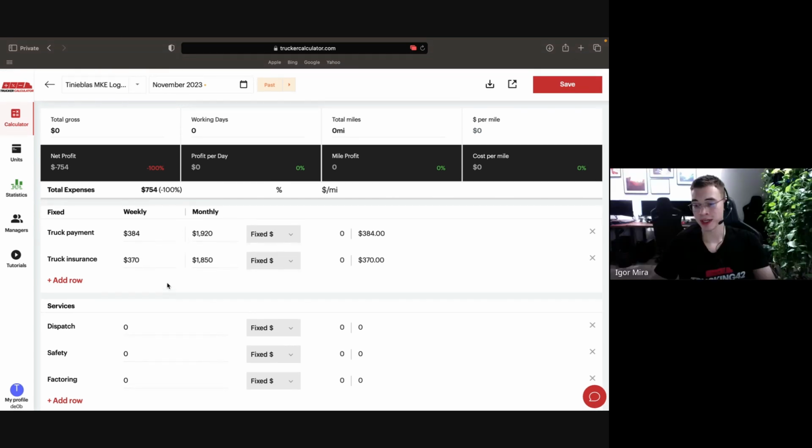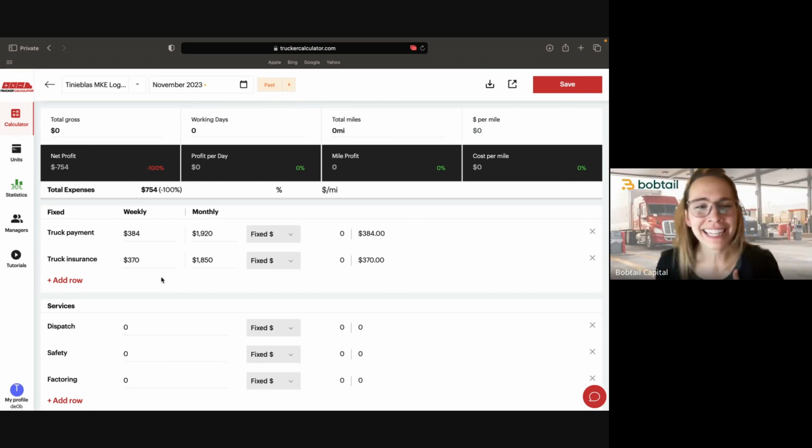Yeah, of course. We won't keep seeing these negative numbers. I don't want to keep seeing these negative numbers without the miles. I know. This is really hurting my heart right now.